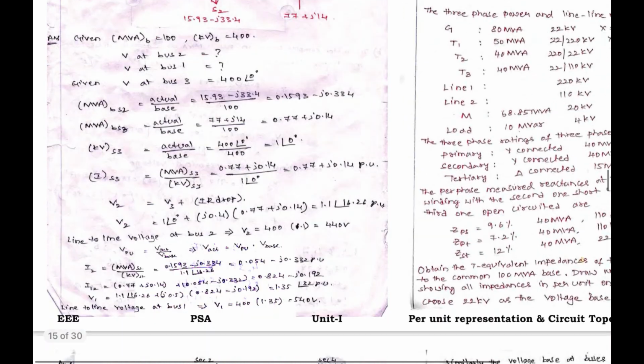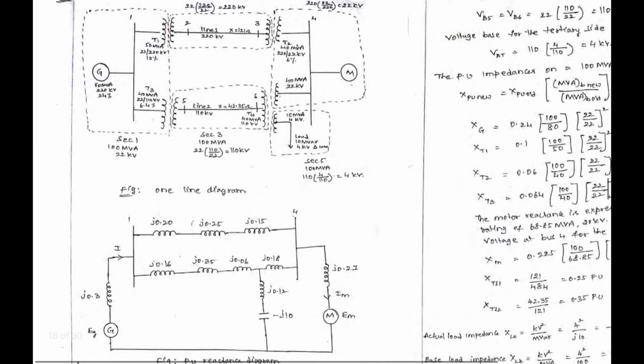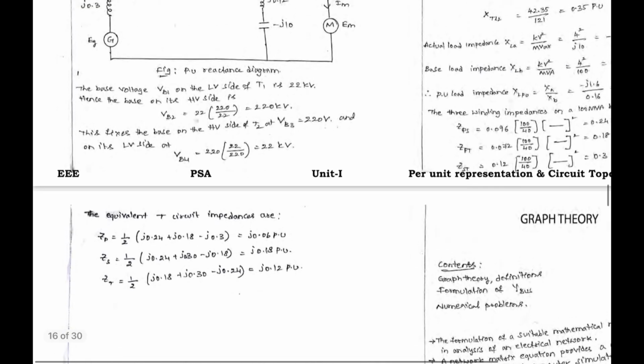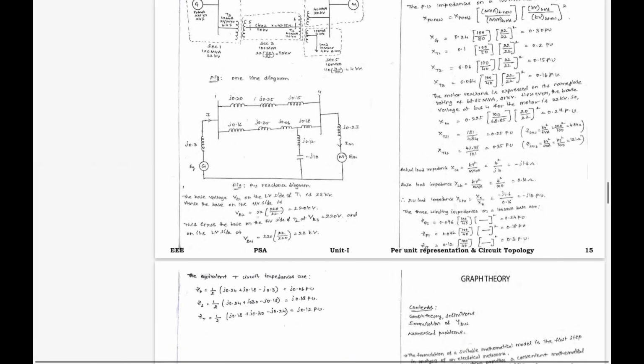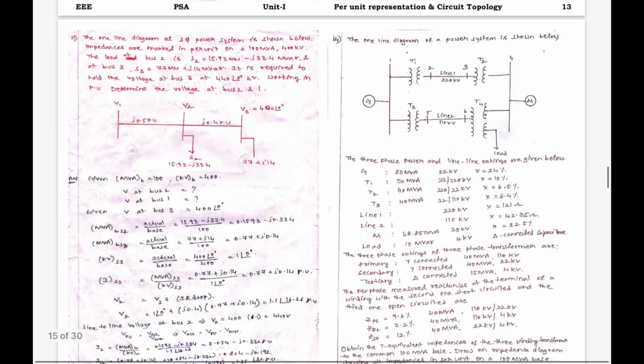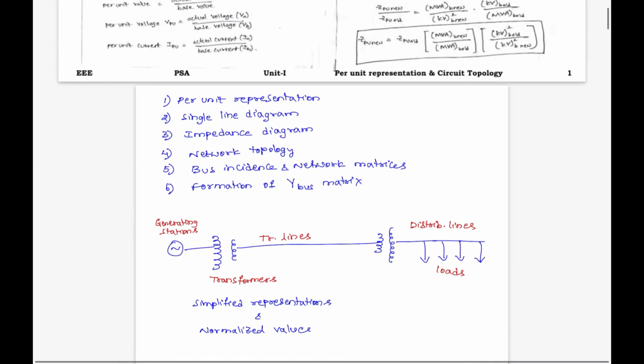Okay, so try to understand all these problems. In the next class we are going to start the incidence matrix. So it is about the per unit representation. Anyhow, in the next class we will try to make a review of the per unit system, or the per unit representation.